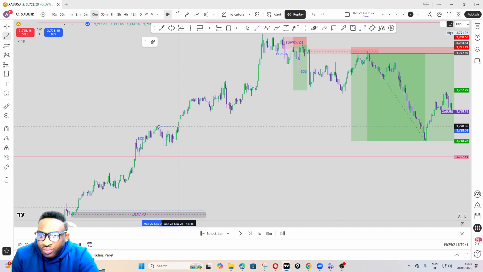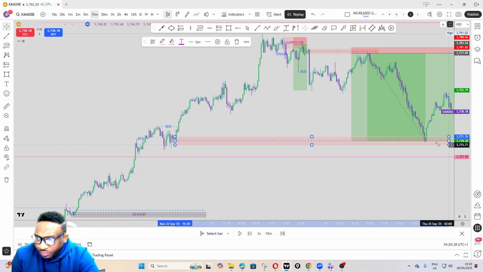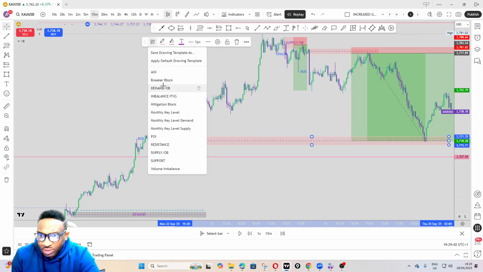We had a break of structure right here. So with this break of structure, the origin, let's mark the origin. So this is the last indecision candle. Let's stretch it to the right. The last indecision candle being our demand zone.